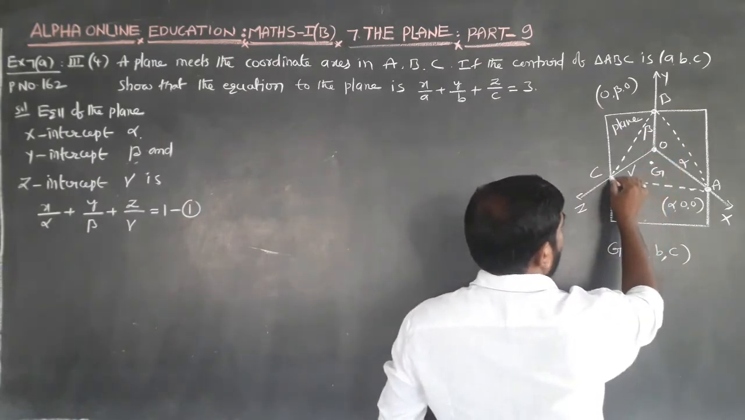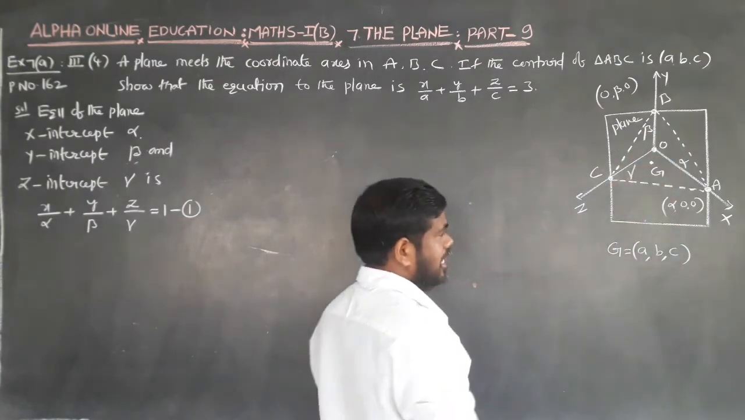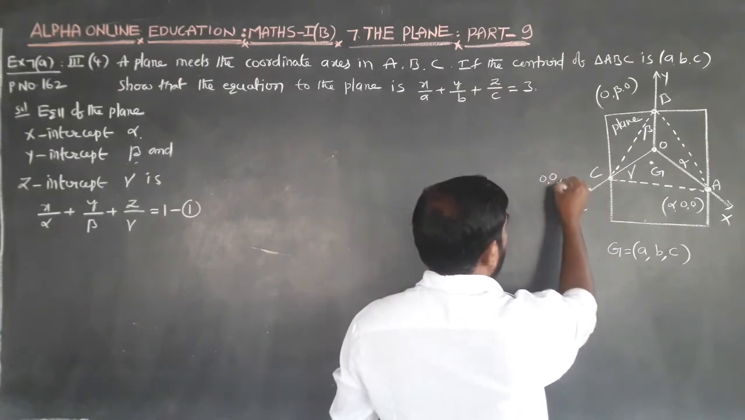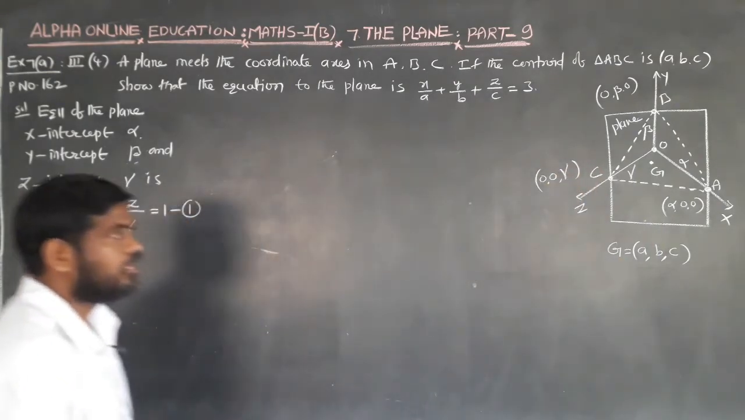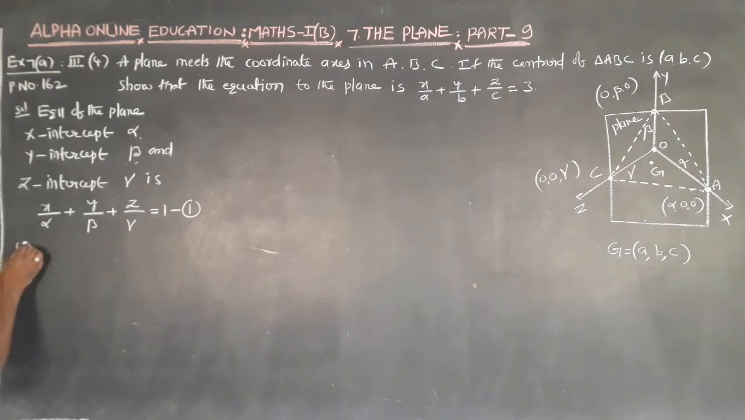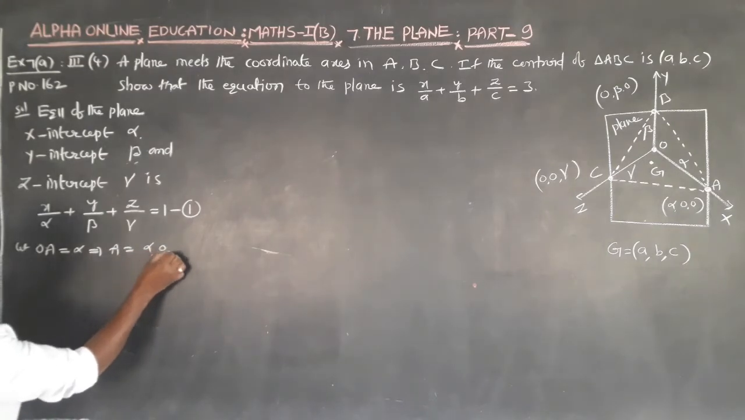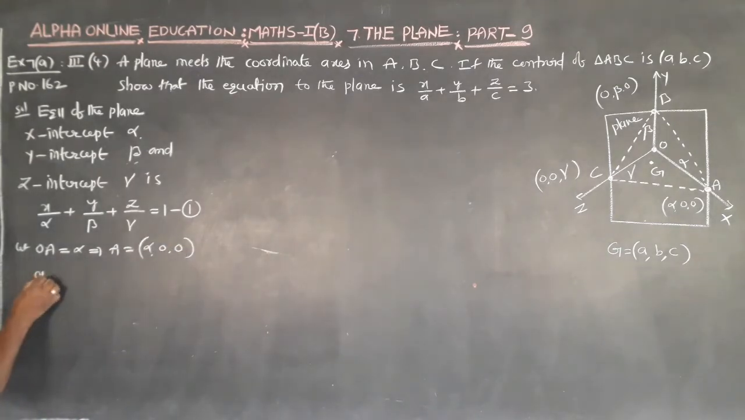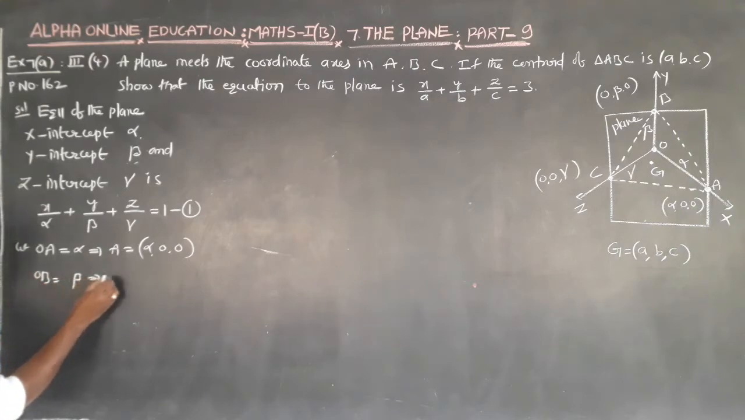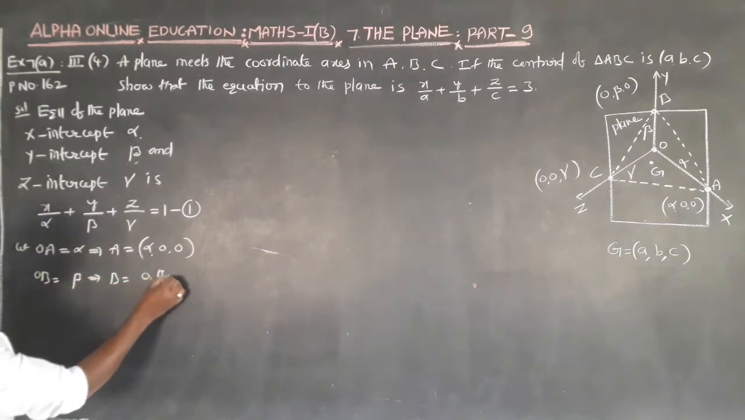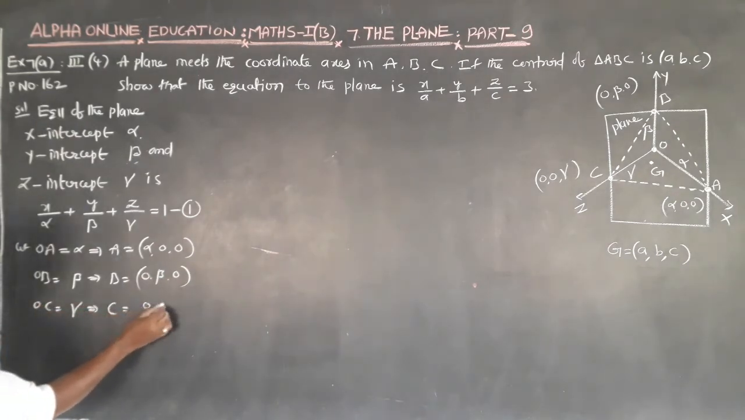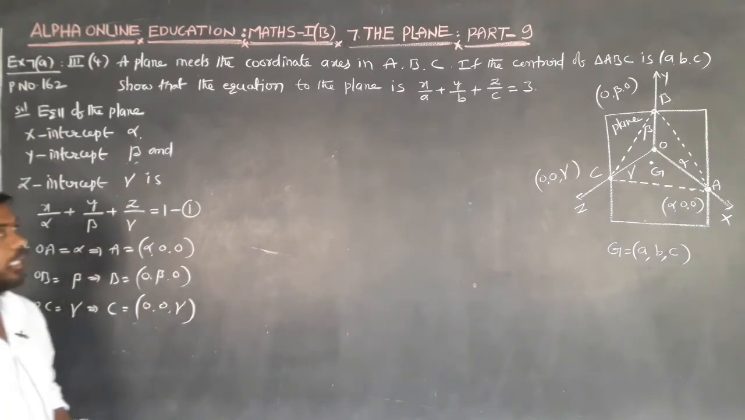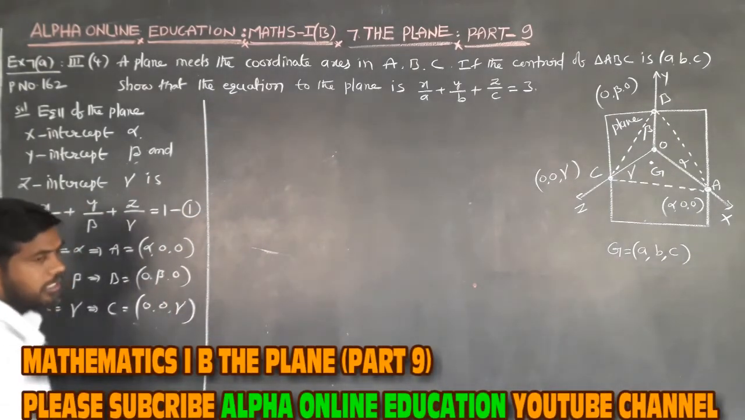OC is equal to gamma. Point C lies on the z-axis. On the z-axis, the x coordinate is 0, the y coordinate is 0, and the z coordinate is gamma. Let OA equal alpha, meaning A is (alpha, 0, 0). OB equals beta, B is (0, beta, 0). OC equals gamma, C is (0, 0, gamma).